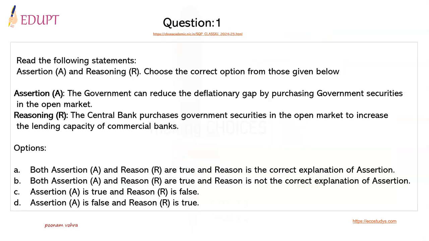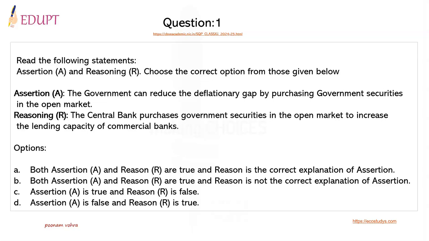Question 1. Read the following statements: assertion and reasoning. Choose the correct option from those given below. Assertion statement is: the government can reduce the deflationary gap by purchasing government securities in the open market. Reasoning is: the central bank purchases government securities in the open market to increase the lending capacity of commercial banks.